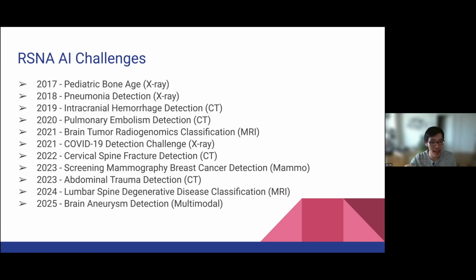So this is a list of, I'm pretty sure I have all of the RSNA AI challenges that have happened and will happen later this year. So starting in 2017 with pediatric bone age assessment, then we started getting into cross-sectional imaging with CT, a little bit of MRI, screening mammography made an appearance as well about 2 years ago.